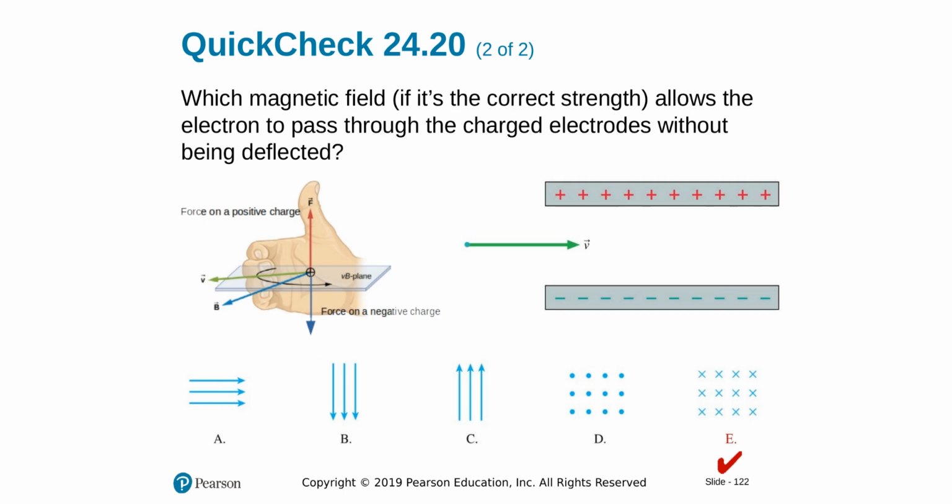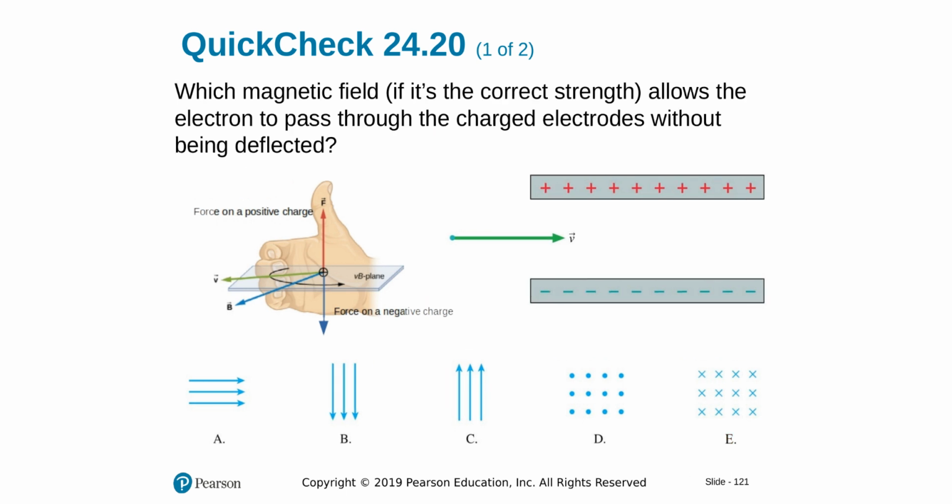We have an answer for this here. We have speed, positive, negative here. Which magnetic field allows the electron to pass through the charged electrodes without being deflected? We have the electric field down, right? Electric field from plus to minus always. So if I am sending an electron in here, negative, the electric field pushes it upward. Without even drawing the electric field, I would say positive would attract this guy. So the magnetic field should apply a force downward.